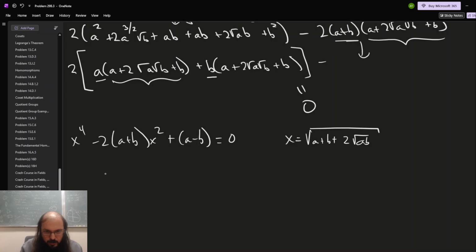So when I plug this in, first things first, I get a plus b plus 2 square root of ab, squared. This is squared squared. The first squared gets rid of the root, the second squared stays. Minus 2 times a plus b. Again, I can cancel.